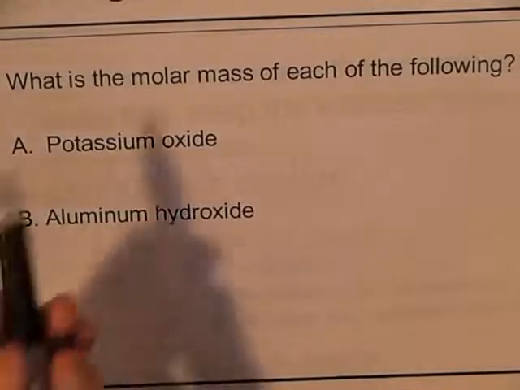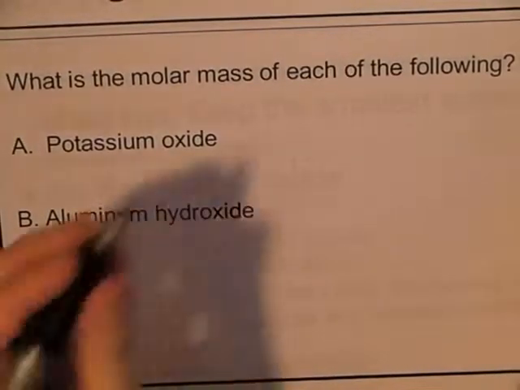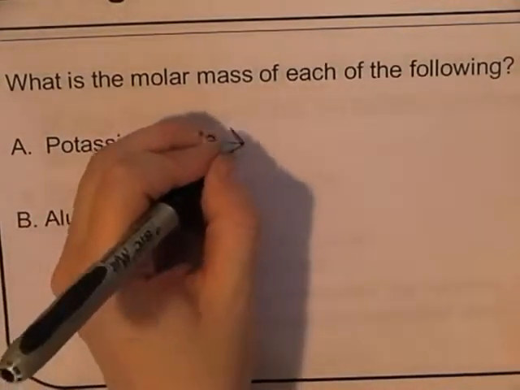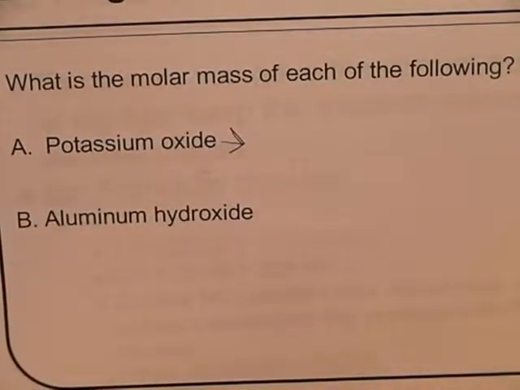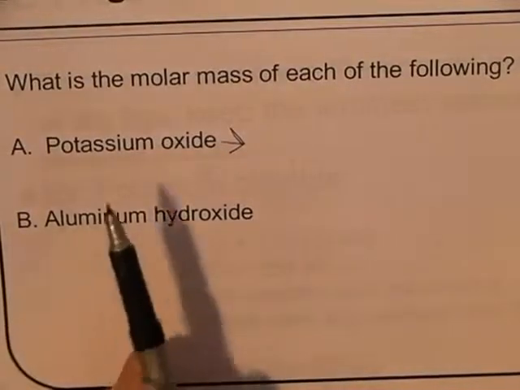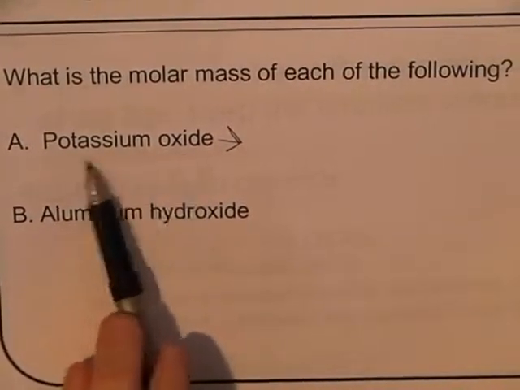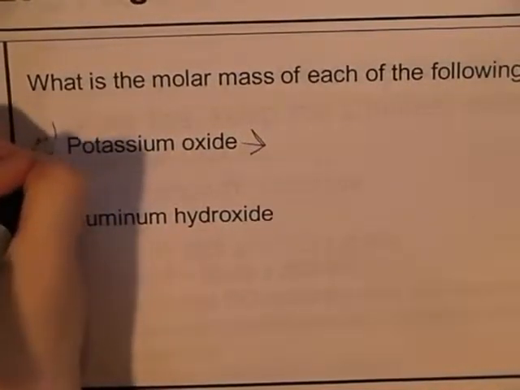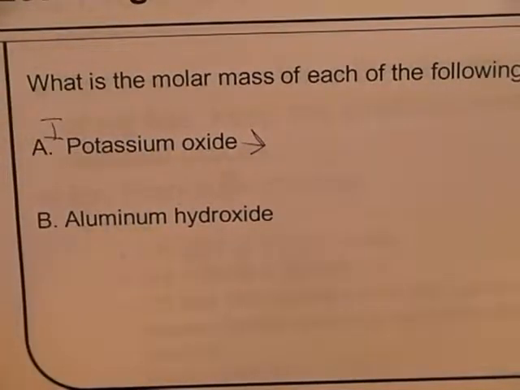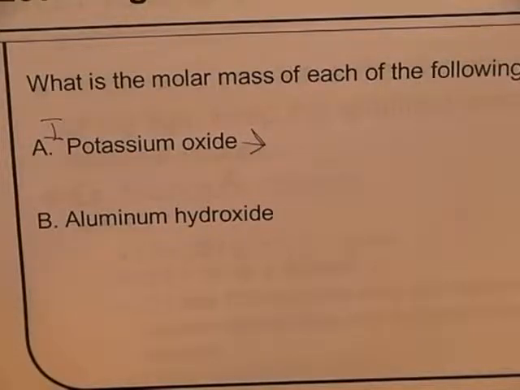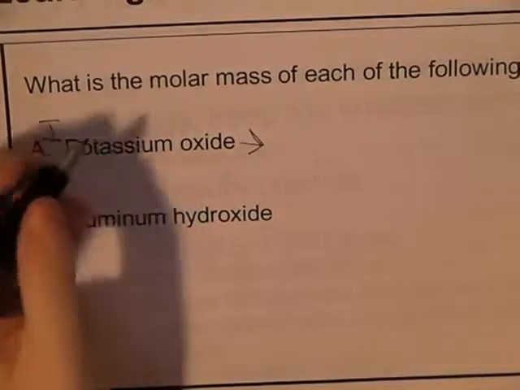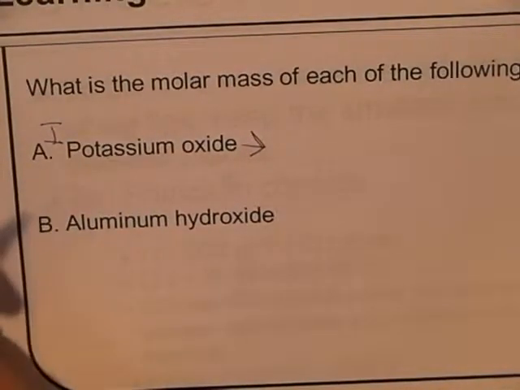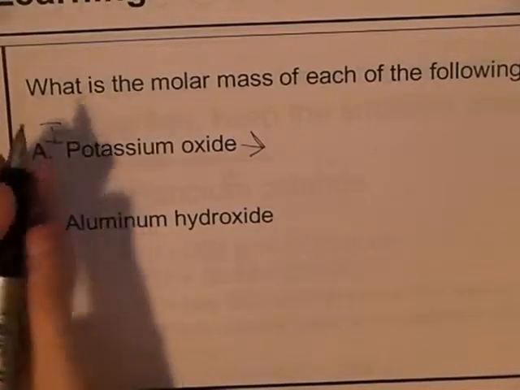Alright, so I want the molar mass for potassium oxide. So first things first, convert it to formula form. So potassium oxide, is this ionic or covalent? Hopefully you are correct when you say ionic. So what do we need to look up for each one of these? Good, we need to look up the symbols obviously, but the charges more importantly, right?